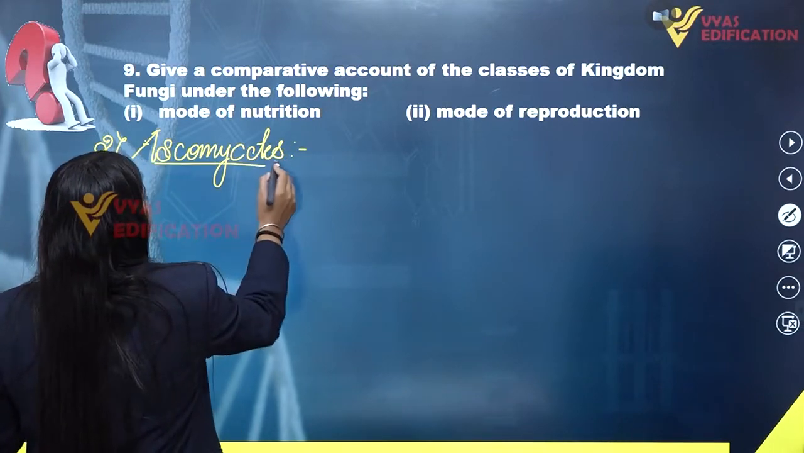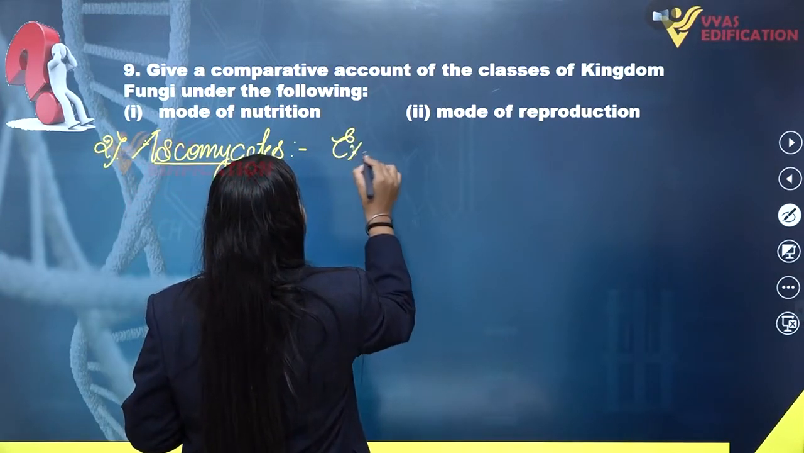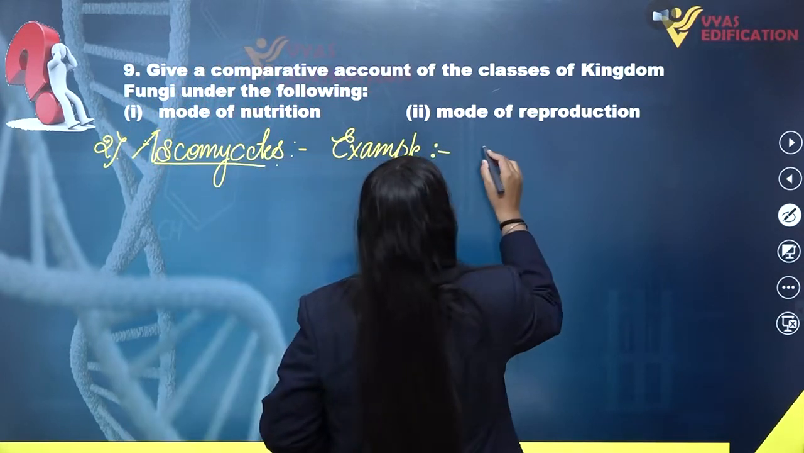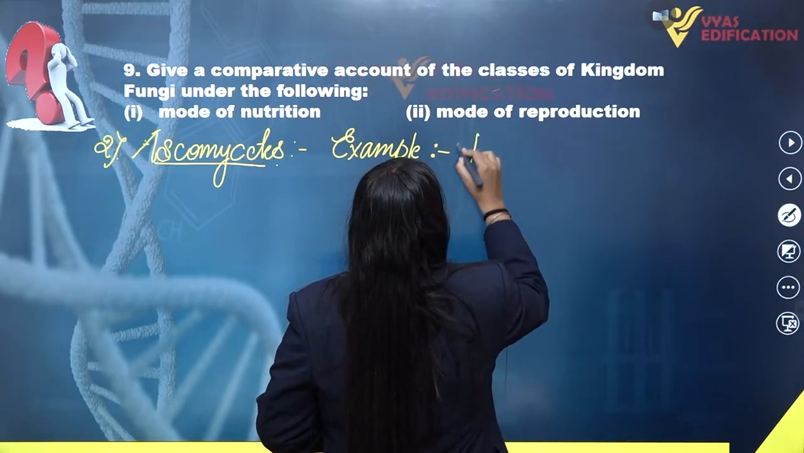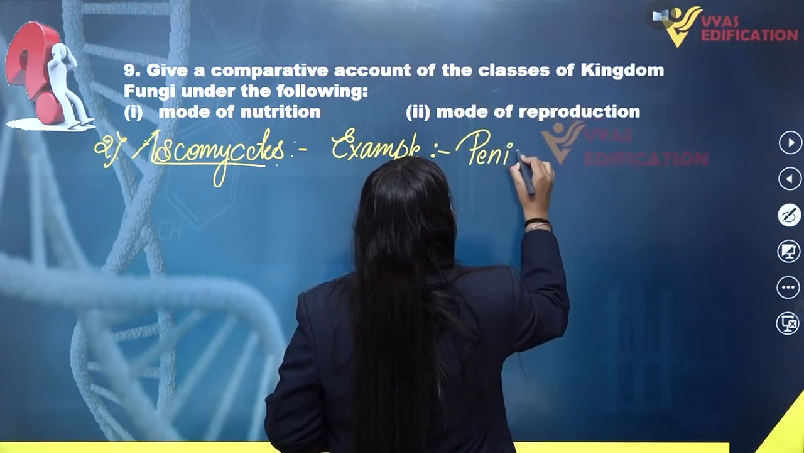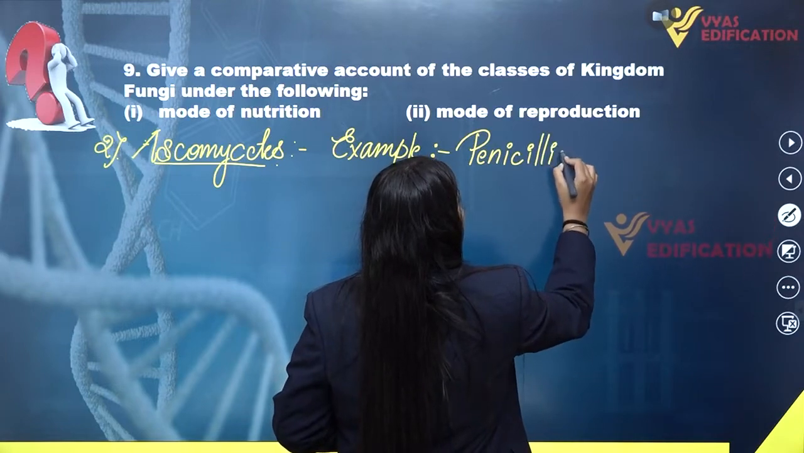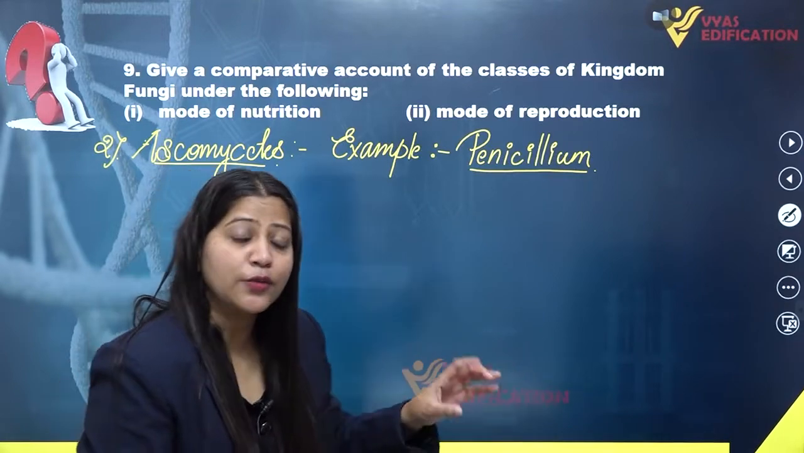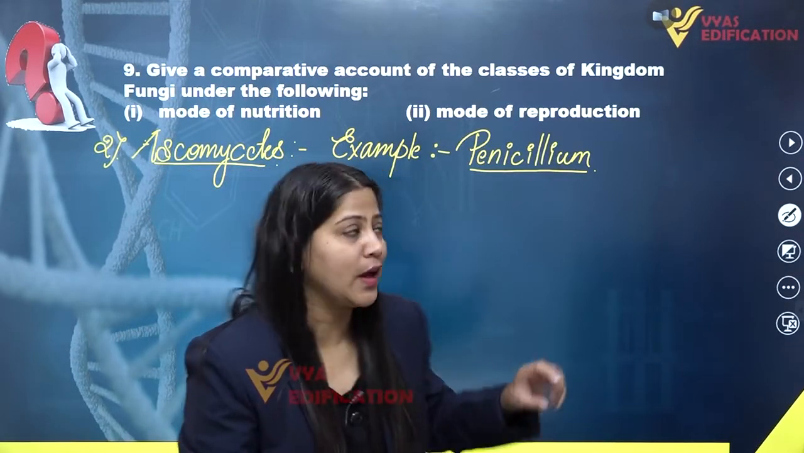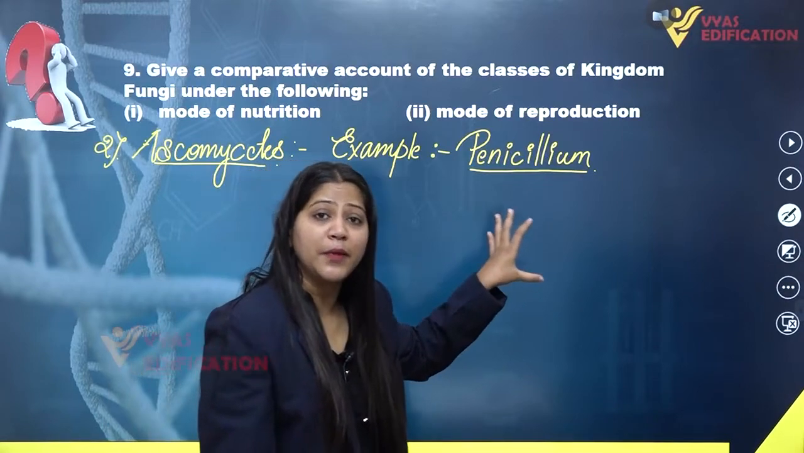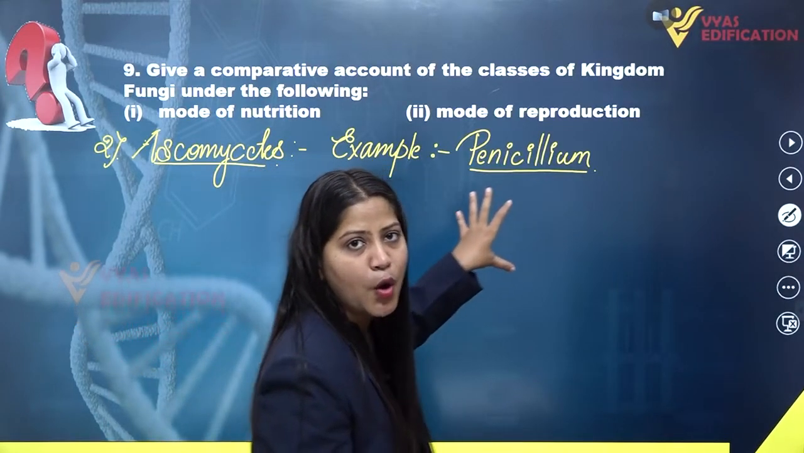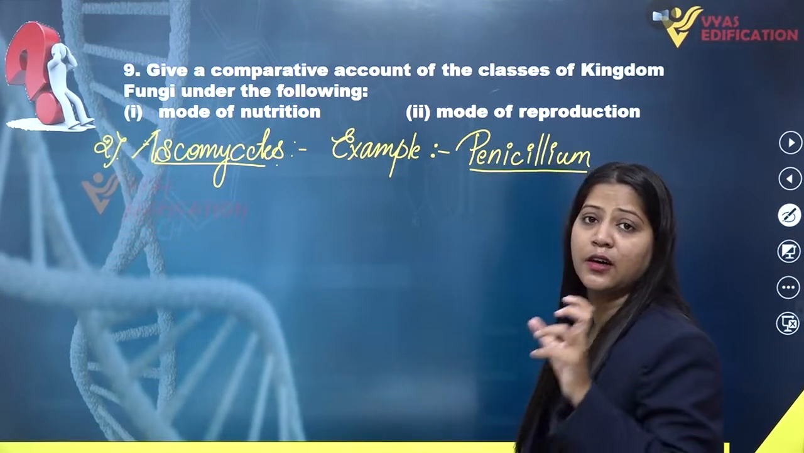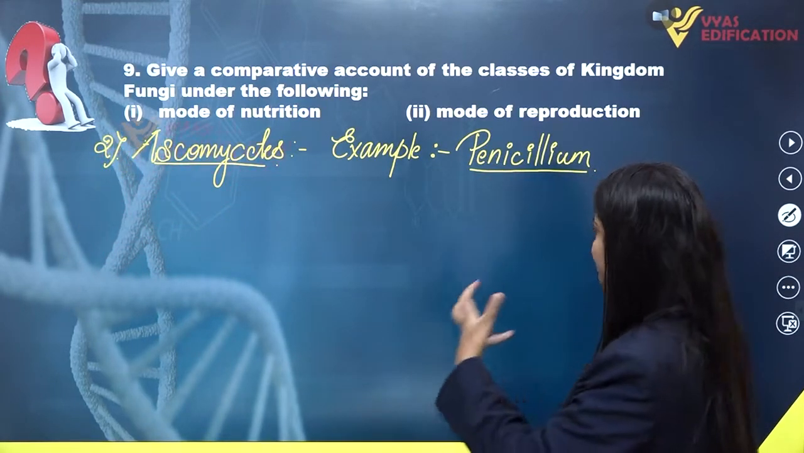Alright, in Ascomycetes, first of all, we will write some examples. What are they? They are Penicillium, which is used to make antibiotics. We know that the first antibiotic was prepared with the help of Penicillium. That Penicillium is included in the class of Ascomycetes. So under Ascomycetes, which is the second class of fungi, we have Penicillium.